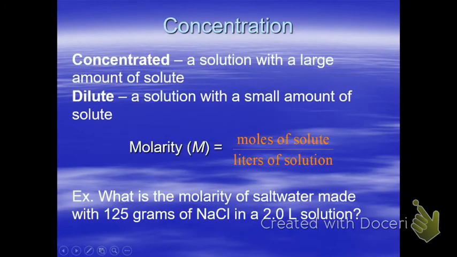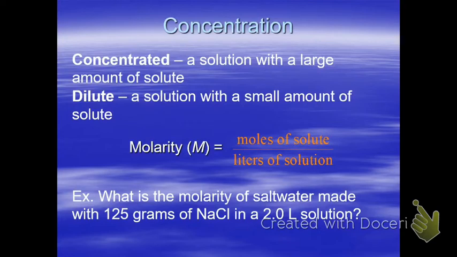Okay, so the last piece in this first part has to do with putting a number on how concentrated or not a certain solution is. If you say that a solution is very concentrated, that means it has a lot of solute dissolved in it. Whereas dilute means it doesn't have that much solute in it.